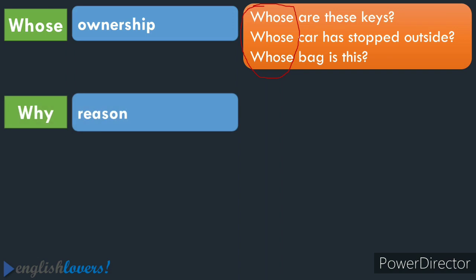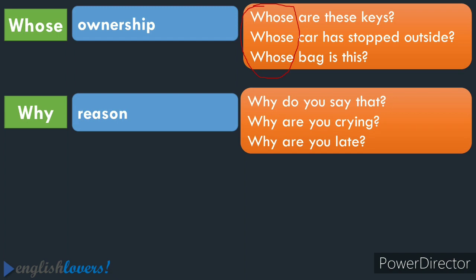Next is why. Now why is used to ask for the reason. If you want to ask the reason, then you use the question word why in those sentences. See, why do you say that? So when you ask such a question to the listener, if you want to know the reason, then you can ask this kind of question.